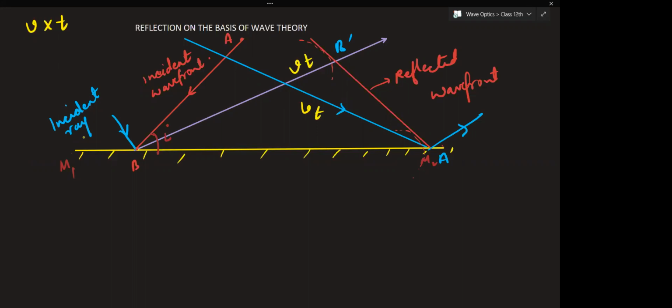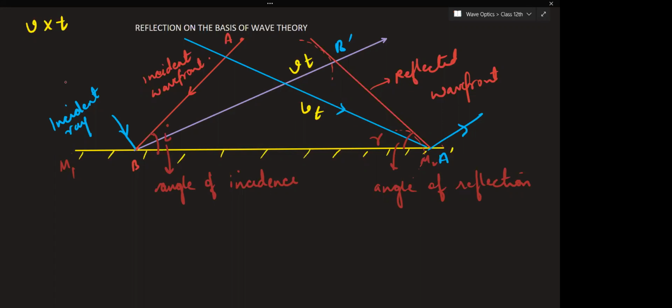And class, this is the angle of incidence, and this is the angle of reflection. You take it from the mirror. Do not take it elsewhere. Take it from the mirror.